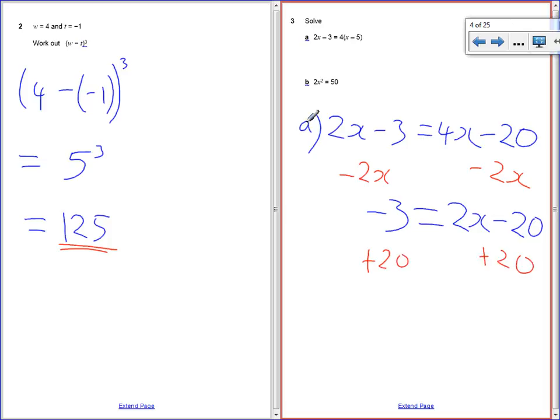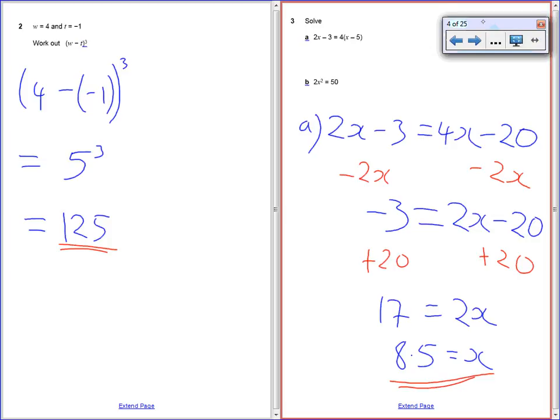Negative 3 add 20 is 17. 2x subtract 20 add 20 is simply 2x. That's why we added 20 to both sides. So 2x is 17. You've got 2 marks at this stage, and you've got to divide by 2. So 8.5 equals x. That gets you your 3 marks.